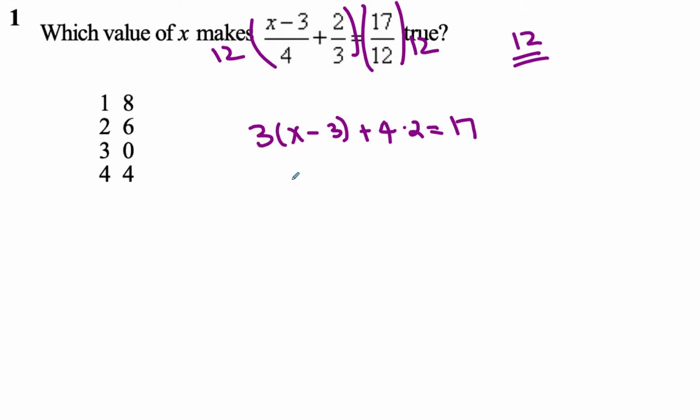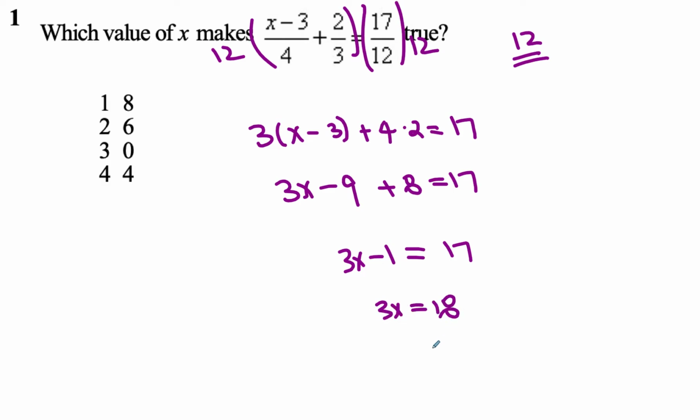Now then 3 is being distributed, so we get 3x minus 9 plus 8 equals 17. When I combine these two, I get 3x minus 1 equals 17. And then when I add 1, we get 3x is equal to 18. Then x must be equal to 6. And that's what we're looking for, choice 2.